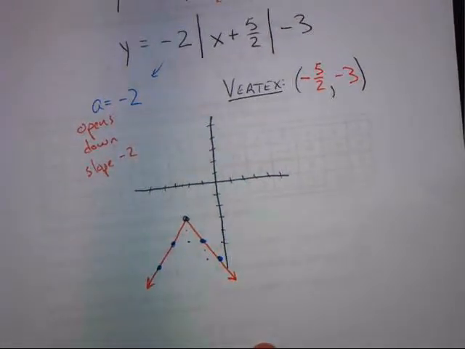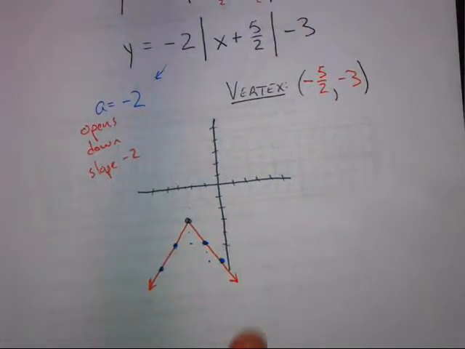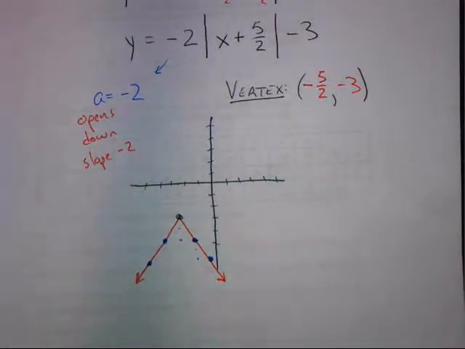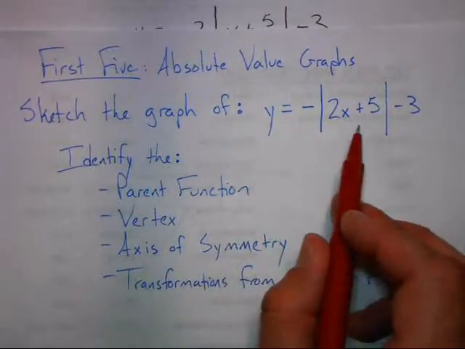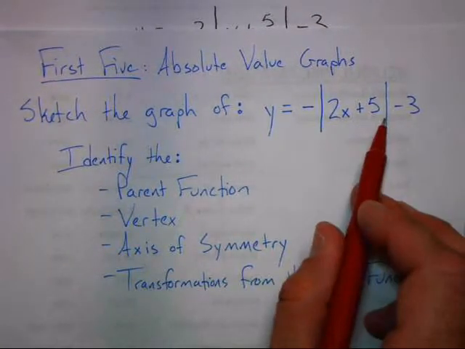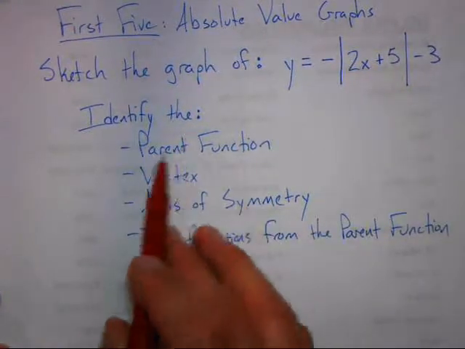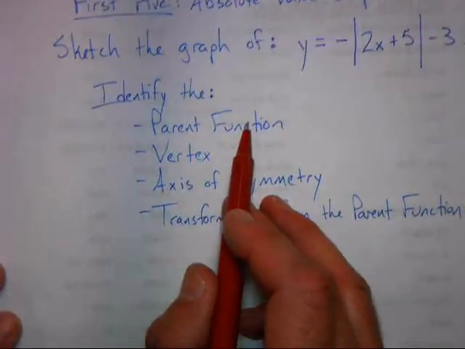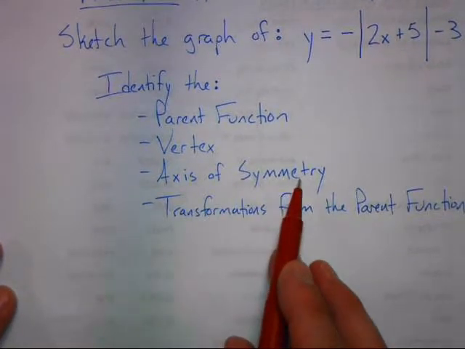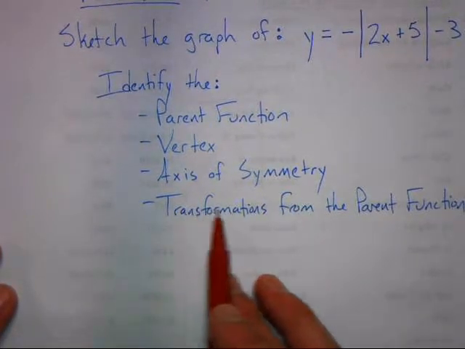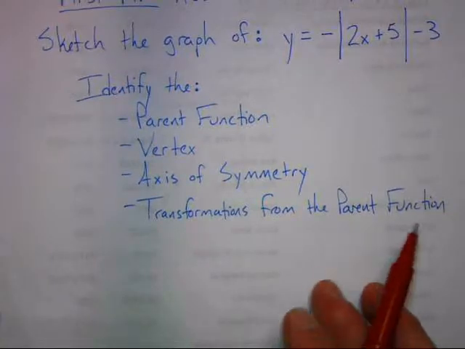All right, so let's look at the original question now. So far we have all of this. We get lost because there's so many things going on. Let's go back to the question. We had to sketch the graph of the following equation. Done. We have to identify the parent function. Haven't gotten there yet. Vertex, check. Axis of symmetry, don't know what that is yet. And then transformations from the parent function, whatever that means. So we're almost there, believe it or not.